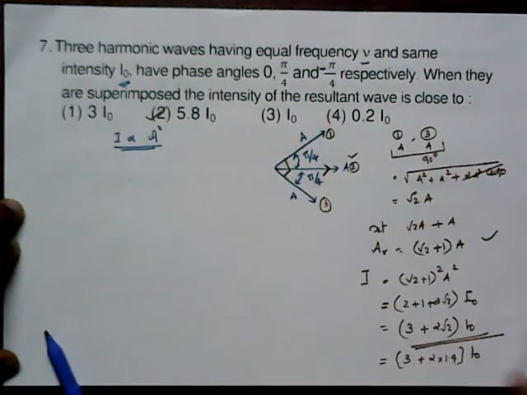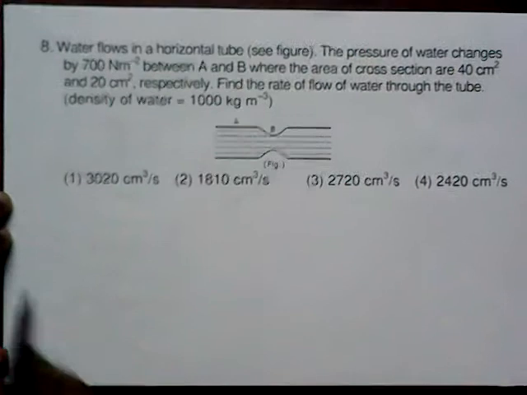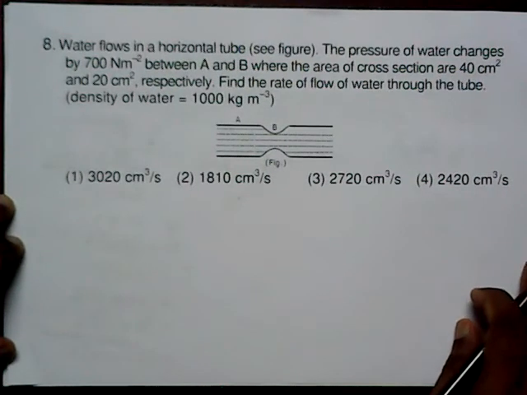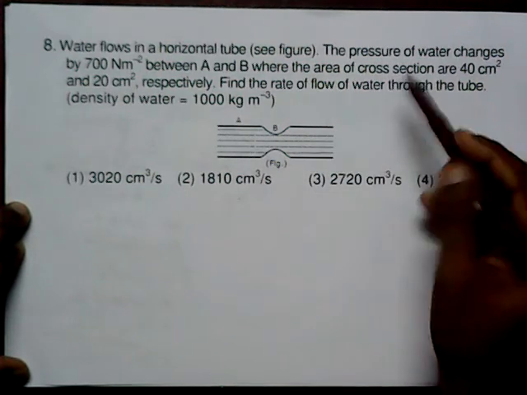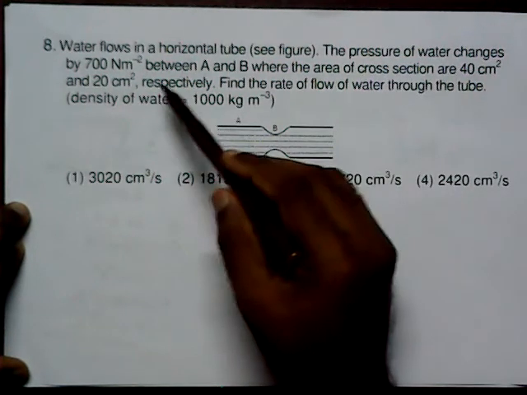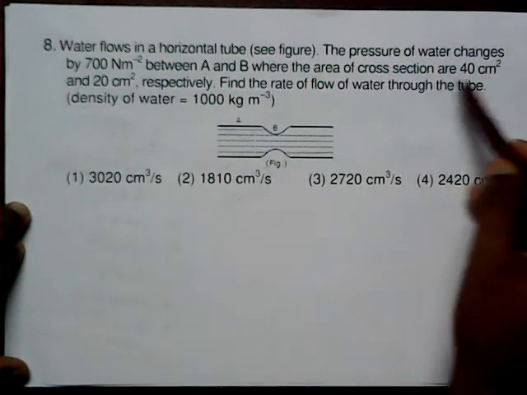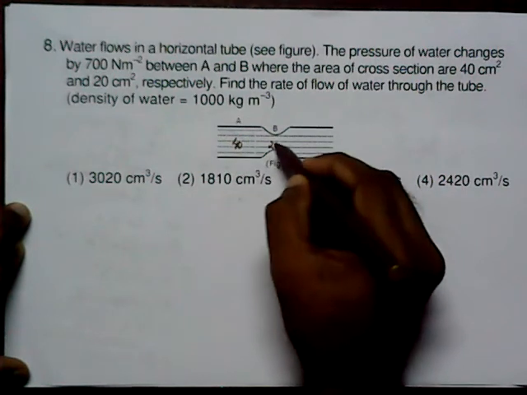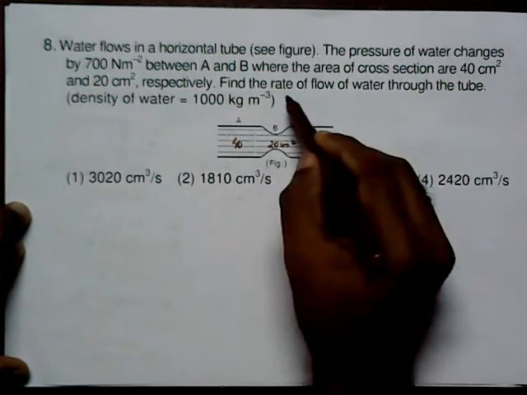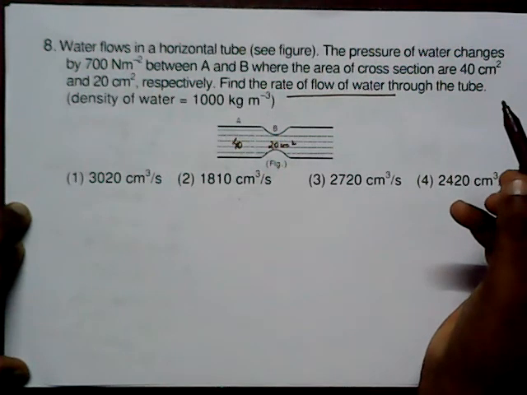It's a good concept. Next one, number 8. Water flows in a horizontal tube. See the figure. The pressure of water changes by 700 Newton per meter square between A and B, where the areas of cross section are 40 centimeter square and 20 centimeter square. Find the rate of flow of water through the tube. So that is what we need to find.